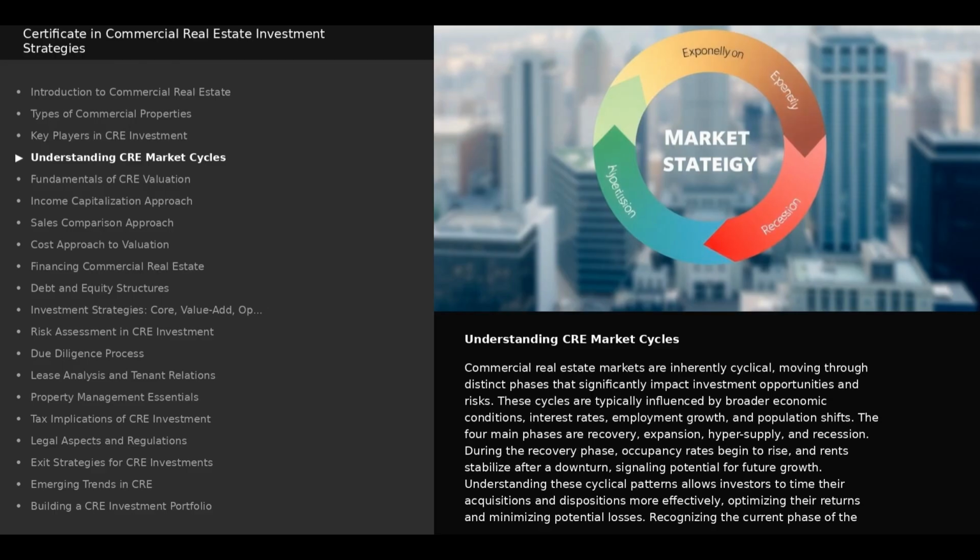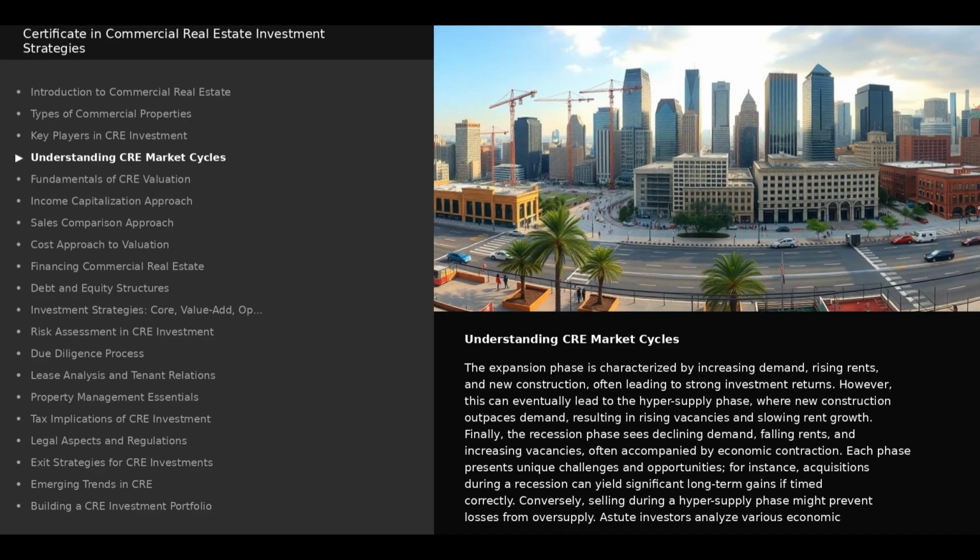During the recovery phase, occupancy rates begin to rise, and rents stabilize after a downturn, signaling potential for future growth. Understanding these cyclical patterns allows investors to time their acquisitions and dispositions more effectively, optimizing their returns and minimizing potential losses. Recognizing the current phase of the market cycle is a critical skill for any CRE investor. The expansion phase is characterized by increasing demand, rising rents, and new construction, often leading to strong investment returns.